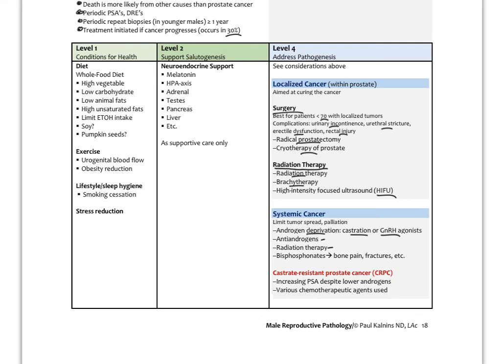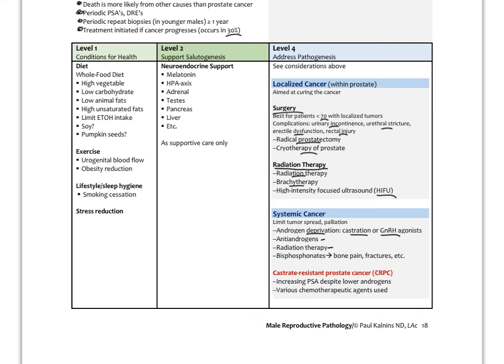There is a form of systemic prostate cancer called castrate-resistant prostate cancer. And this is where there's increasing PSA despite lowering the androgens. So really, the cancer is no longer responding to anti-androgen therapy. And that's where maybe chemotherapy is used. But that pretty much has a very, very poor prognosis.